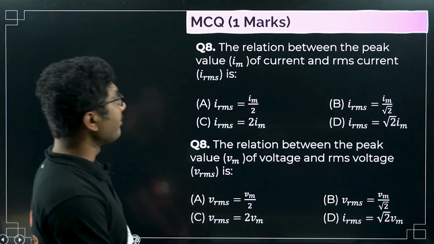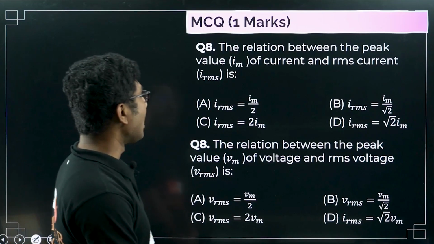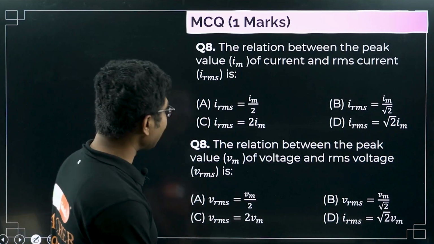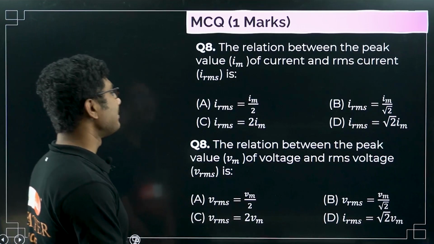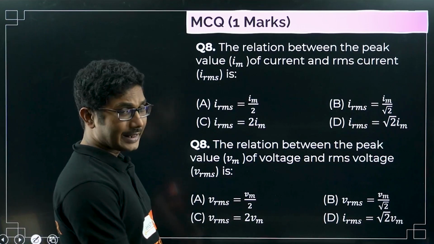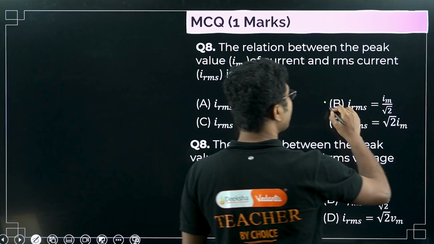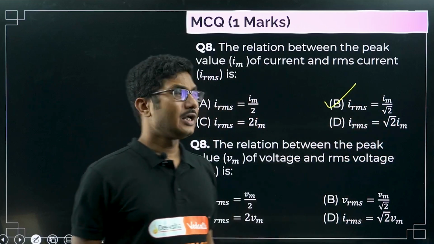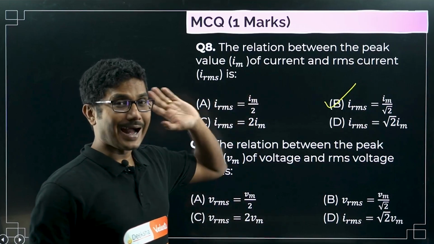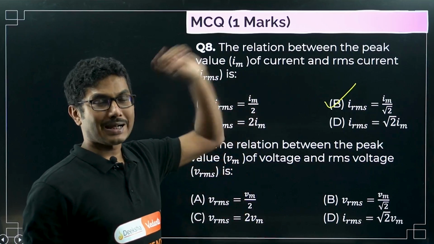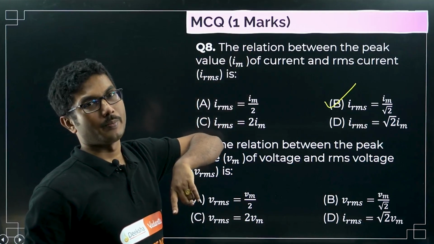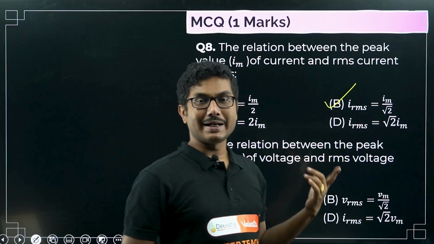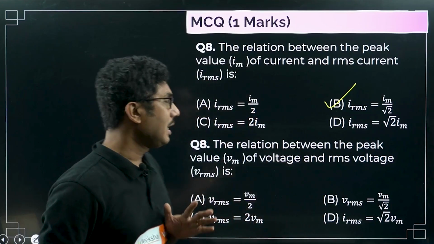The relation between the peak value of current and RMS current is, IRMS is basically Im by root 2, okay. So don't get confused. People sometimes get confused between this and this, but remember that IRMS is equal to maximum current divided by root 2, okay, maximum current divided by root 2.